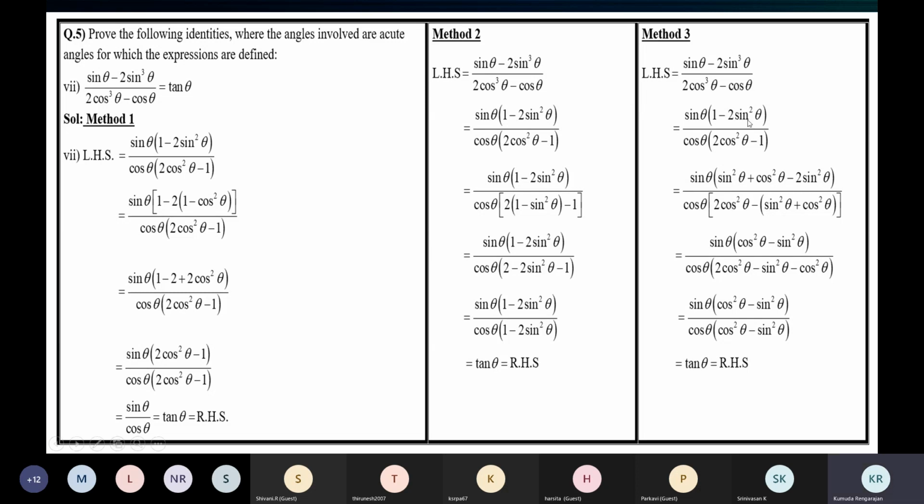In the third method, what do we do? We don't disturb sine square theta or cos square theta. We write 1 as sine square theta plus cos square theta in both the numerator and denominator. I told you all this yesterday. Instead of 1, we take away 1 and write sine square theta plus cos square theta. Here also, minus 1 is sine square theta plus cos square theta. That's it. On simplifying, you can see that these two expressions are alike, so they get cancelled. Sine theta by cos theta is tan theta.